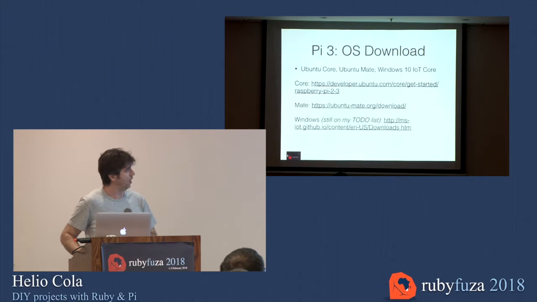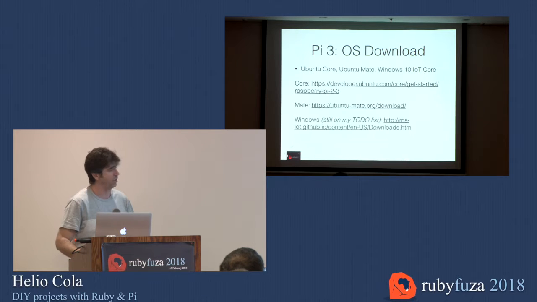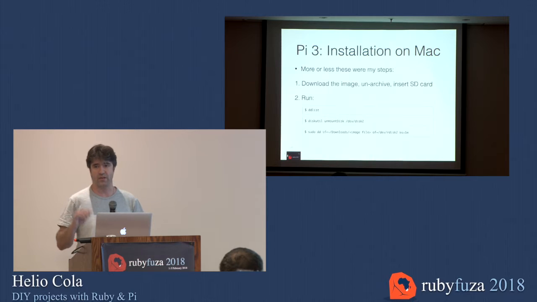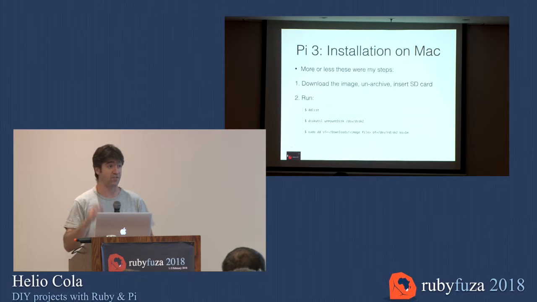There's even Windows IoT 10 Core in there. Like I said, I never actually tried that. And this installation setup follows a little bit of this process. You download the image, you want to archive, you insert the SSD drive in your Mac, and then you run some of this stuff: dd, list, diskutil, dd, and this kind of stuff. And then you get the OS installed on your micro SD.